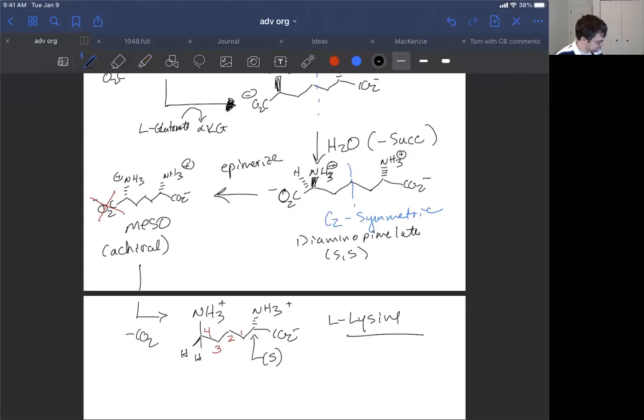Okay. Anyway, the decarboxylation is a PLP-dependent enzyme. So we've talked about PLP-dependent enzymes before. Here we're going to select for this nitrogen to interact with PLP, and then the CO2 minus is more likely to be lost. We reprotonate, we clip off the aldimine from the PLP to release L-lysine.